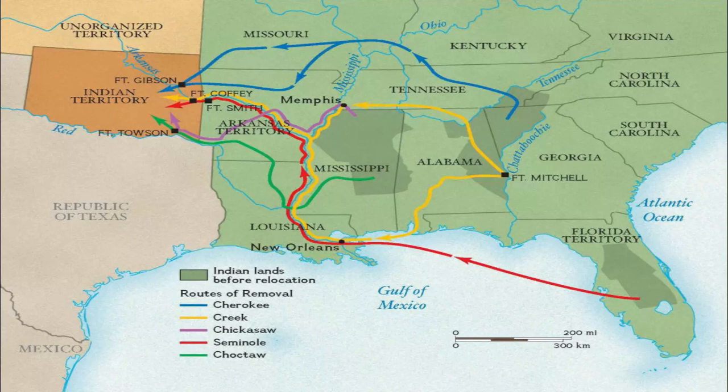So this gives a little bit more context of what the Indian removal is, why President Jackson may have pushed for it, and also why people might have been against it. It puts it in its proper context.